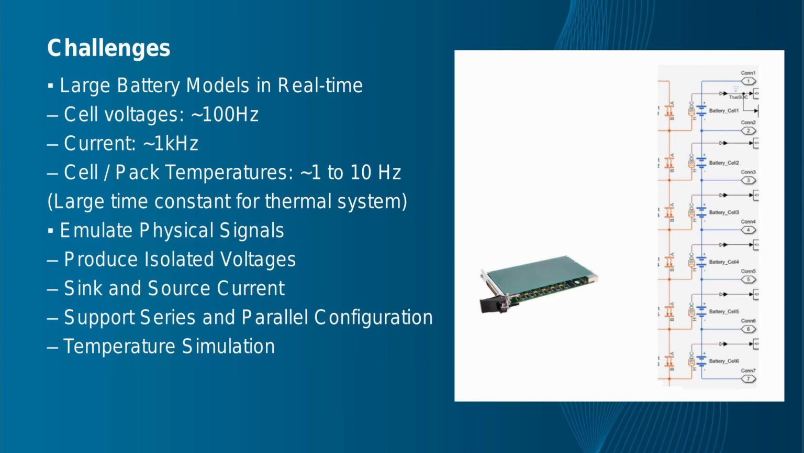The second challenge is related to the hardware. Since we want to emulate the electrical behavior of a battery cell, we need to have ways to produce isolated voltages and be able to connect them in a series or parallel configuration, just like actual cells. Additionally, we will need temperature sensor emulation and fault emulation as well.